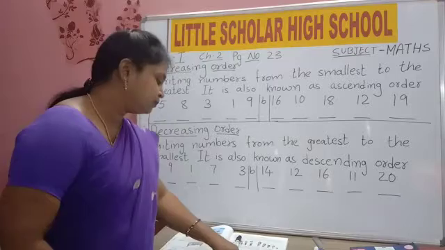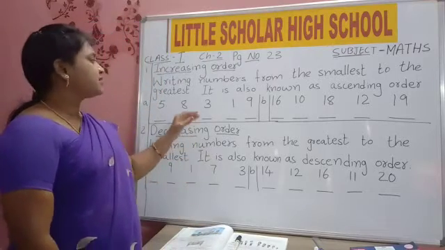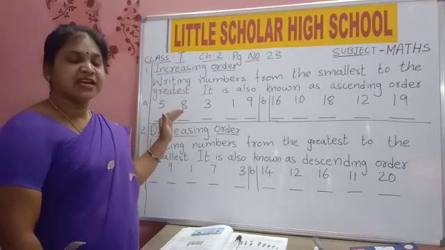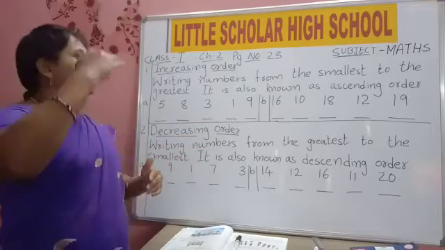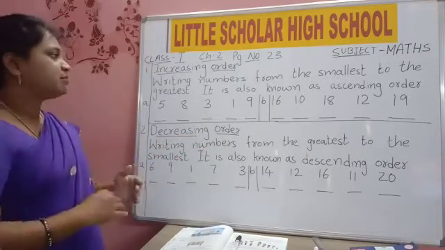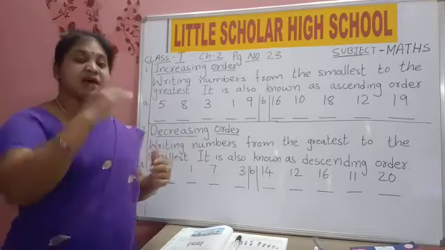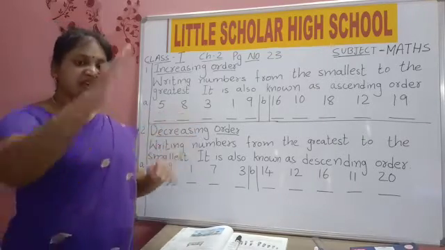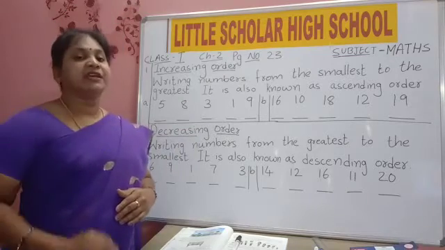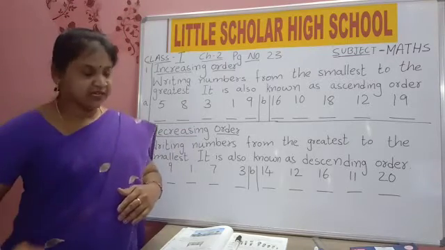Ascend means small to big. Ascend means going from down to up. Descend means coming from up to down. So here ascend means we will increase, and descend means we will decrease.